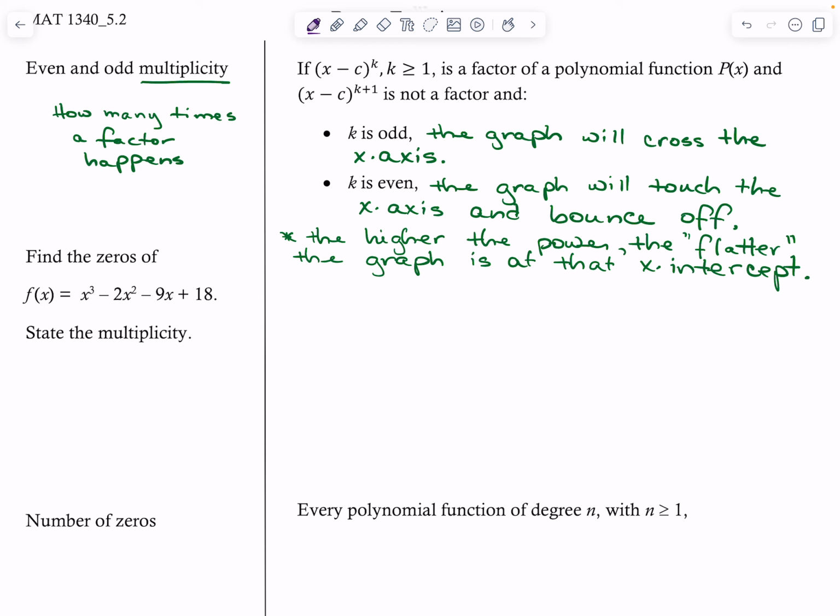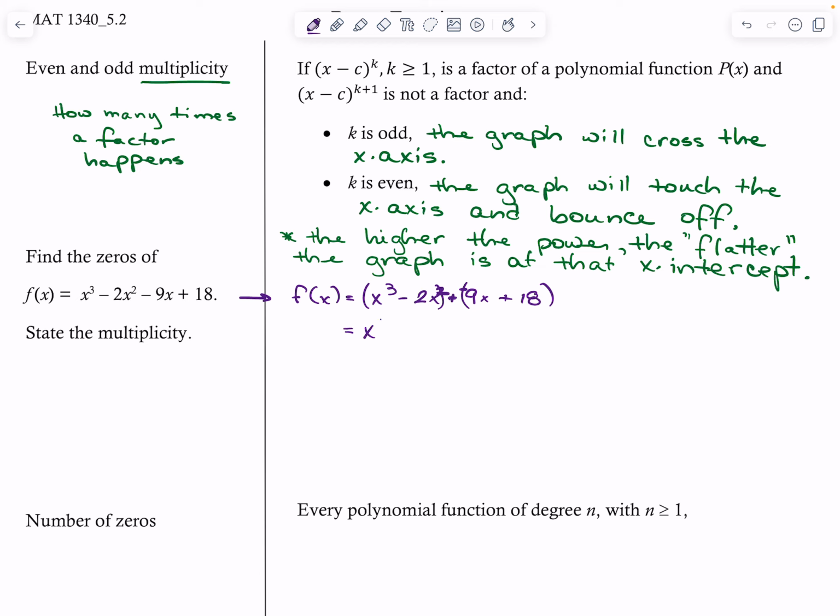So let's go ahead and find the zeros here and talk about multiplicity. I have 4 terms. So I'm going to start by factoring by grouping. I'm going to group my first 2 terms, and I'm going to group my second 2 terms, but I want to make sure that negative stays with the 9x, so I'm going to put a plus in between them.